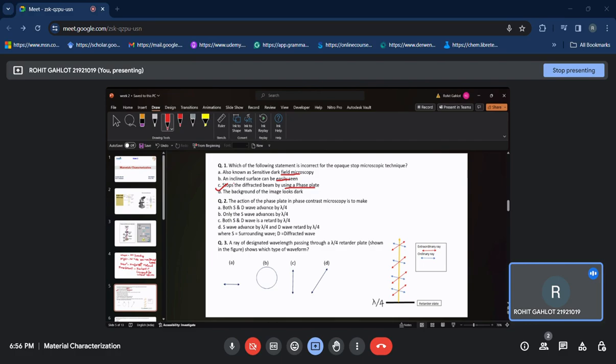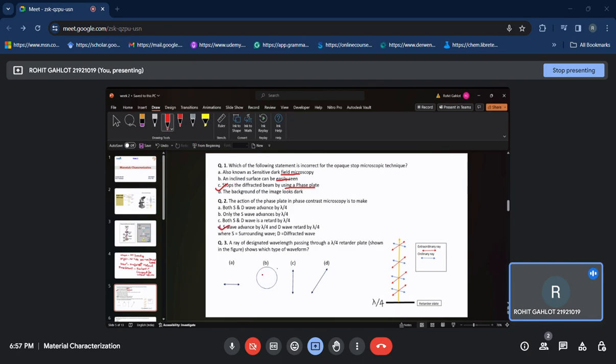Now, moving to problem number 2. The action of the phase plate in phase contrast microscopy is to make: A, both S and D wave advance by lambda by 4. B, only the S wave advances by lambda by 4. C, both S and D wave are retarded by lambda by 4. And D, S wave advances by lambda by 4 and D wave is retarded by lambda by 4. Yeah, that is the right answer.